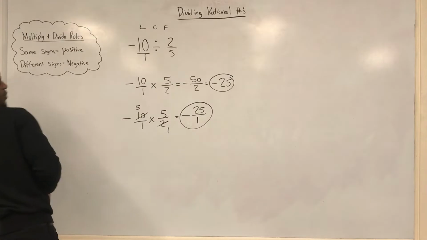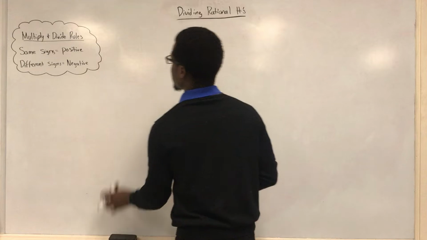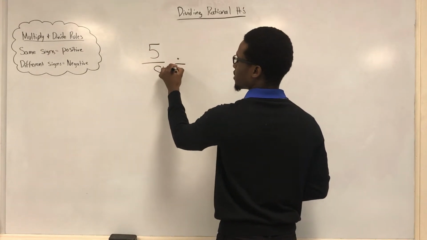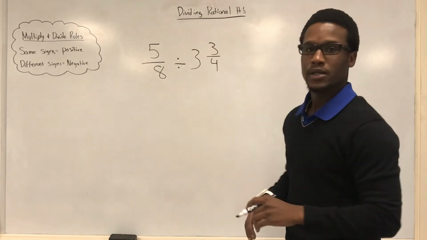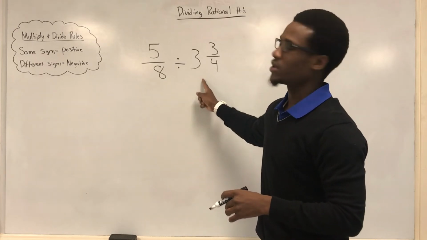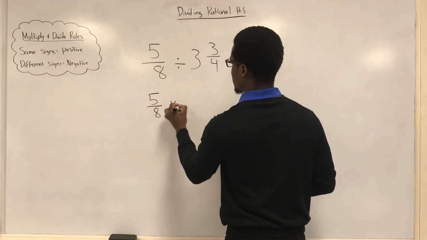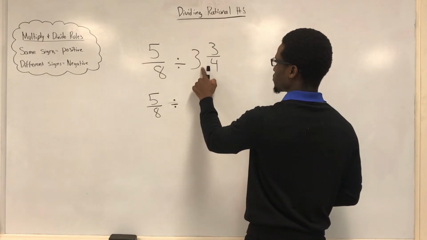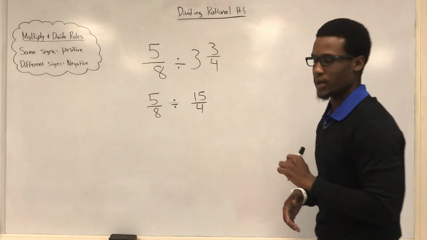Let's try another example with fractions. So, let's say we have 5/8, and I'm going to write a little bit bigger, divided by 3 3/4. Okay? So, the first thing I want to do is, of course, turn this mixed number into an improper fraction. So, I'm going to have 5/8 being multiplied, let's keep it divided for now. It's being divided, 4 times 3 is 12, plus 3 is 15, so we have 15/4, okay?